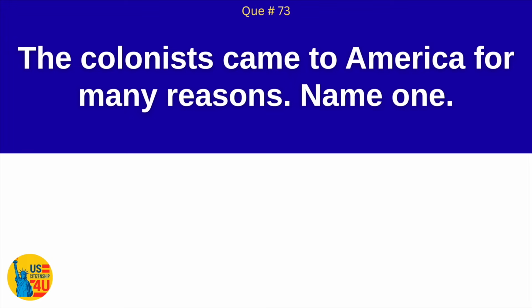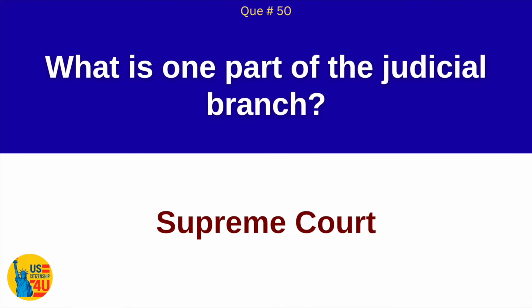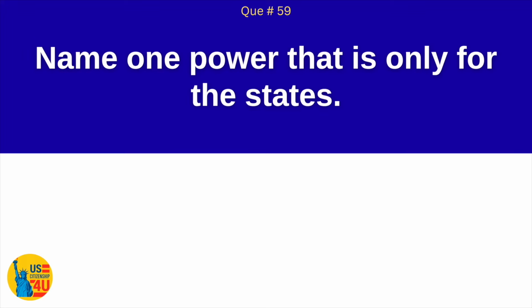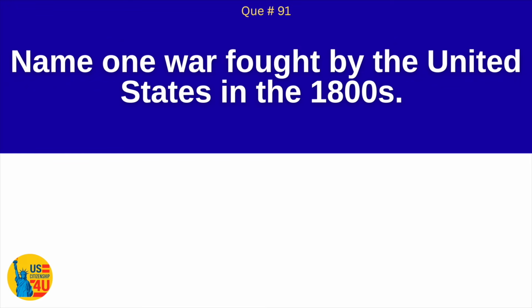The colonists came to America for many reasons. Name one. Freedom. What is one part of the judicial branch? Supreme Court. Name one power that is only for the states. Provide schooling and education. Name one war fought by the United States in the 1800s. Civil War.